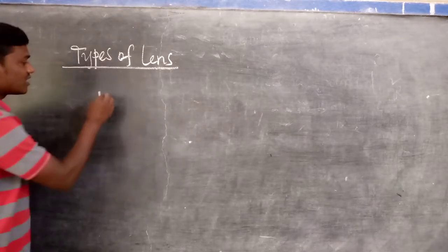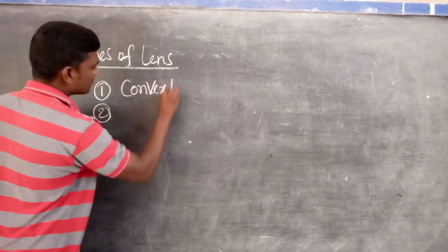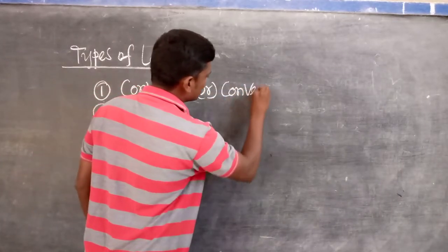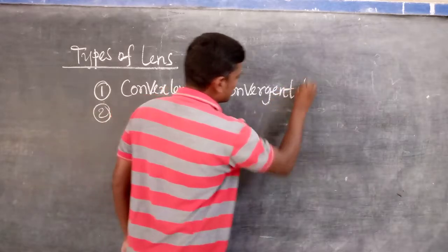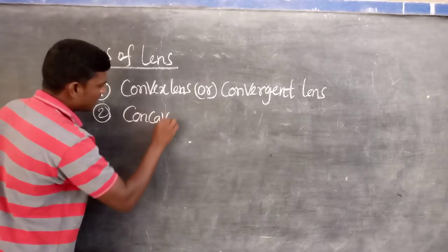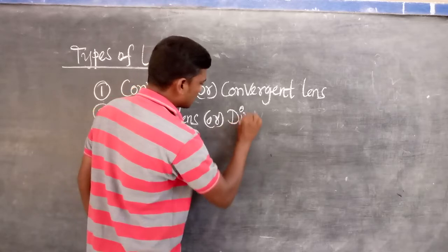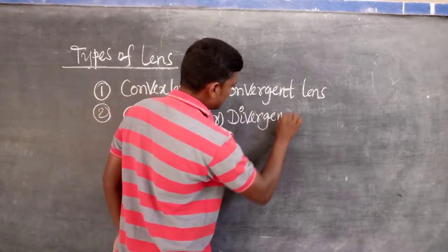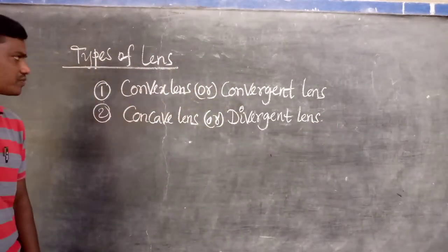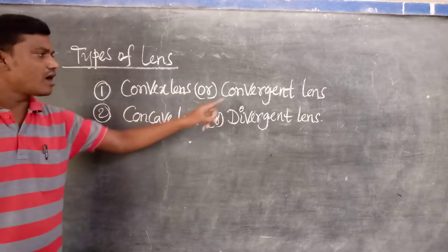How many types of lenses are there? Two types. One is the convex lens, or convergent lens. The second one is the concave lens, or divergent lens. So lenses are mainly classified into two types: convex lens or convergent lens, and concave lens or divergent lens.